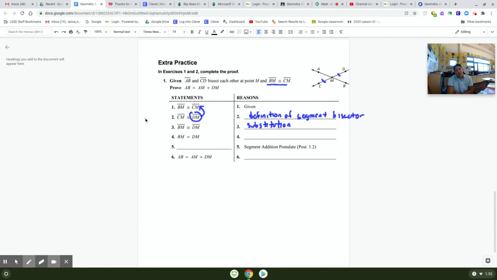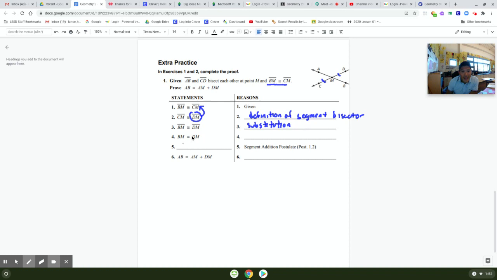Be careful here, though. It would technically be the transitive property of congruence. It's not the transitive property of equality. If you just said transitive property, that's fine. But we're talking about congruent segments, not equal segment lengths. That's why it would be the transitive property of congruence as opposed to equality. There is a difference there. Congruence, you use congruence. And then equality, you use an equation.